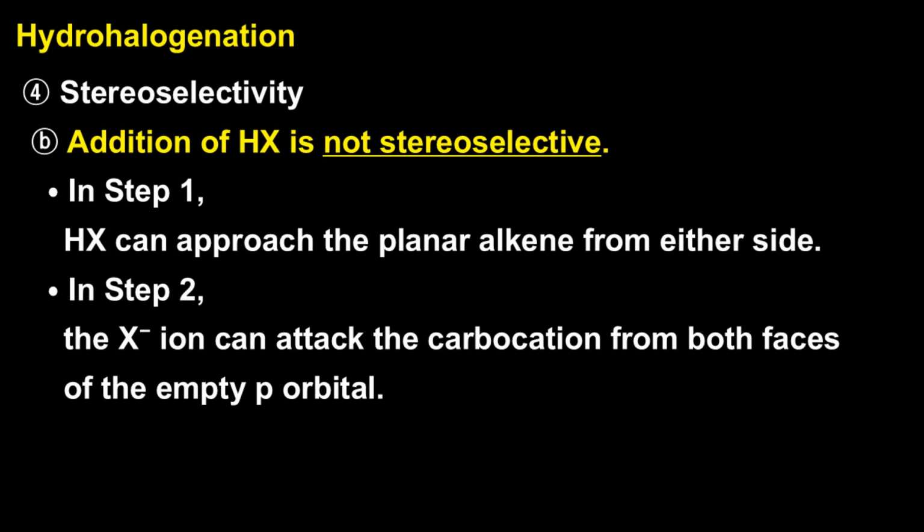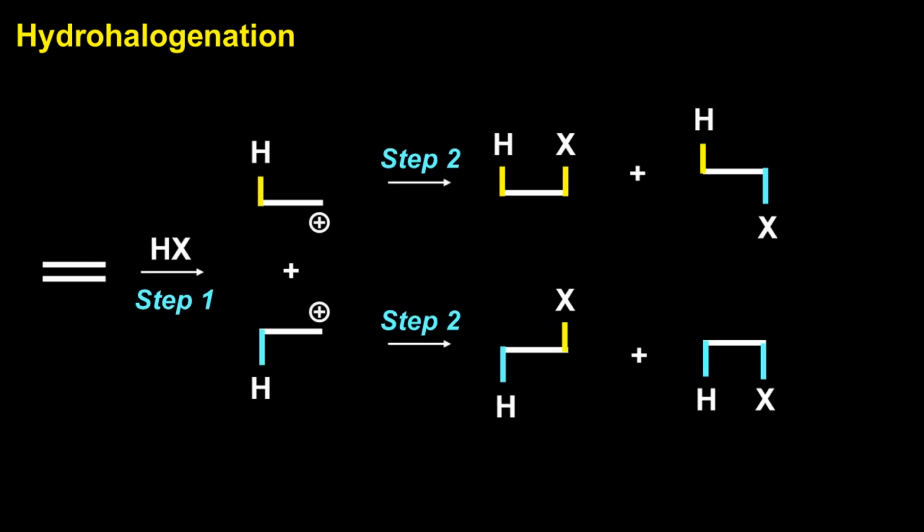So let's go a bit deeper into why this reaction isn't stereoselective. In step 1, the hydrogen halide, HX, approaches the alkene, and because the double bond is flat and planar, it can come in from either side. Then in step 2, the halide ion, X-, attacks the carbocation. And since the carbocation is also planar, the attack can happen from either face of the empty p orbital. So in both steps, there's no preference for top or bottom. And that's why the reaction gives a mixture of stereoisomers. There's simply no control over which one gets formed. This diagram makes it even clearer.